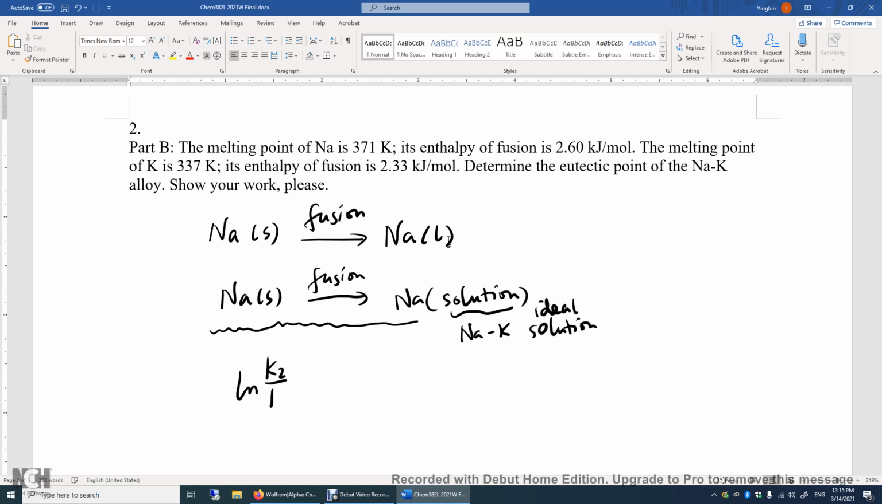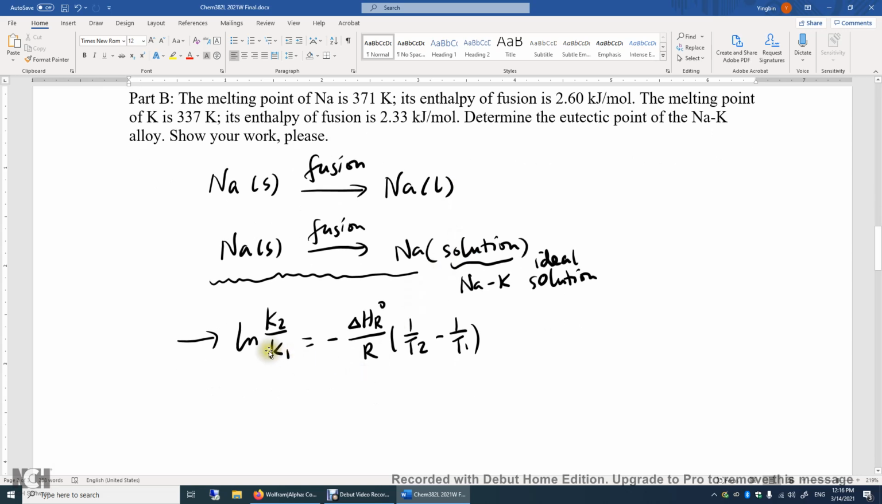of K2 over K1 is equal to negative enthalpy of reaction over R times 1 over T2 minus 1 over T1. Why is that? Well, we're treating this as a chemical reaction, and for a chemical reaction, we have this equation. I proved this equation in some other videos.